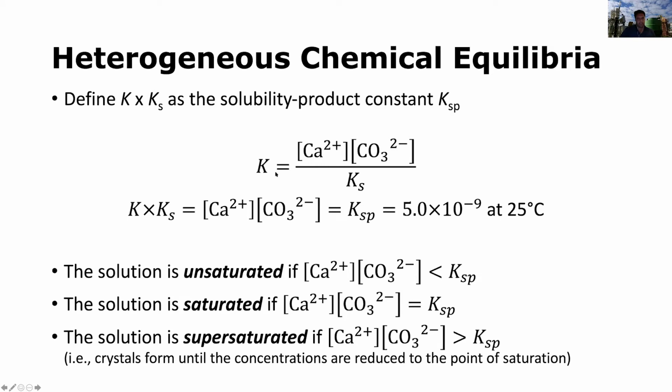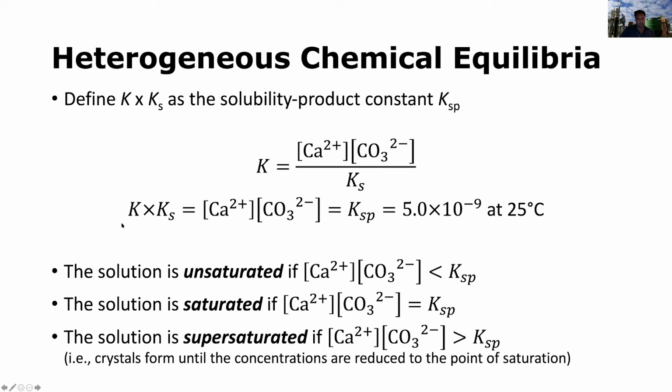And if we rearrange that and bring K sub S to the left-hand side of the equation, we get this product K times K sub S, which we define as the solubility product constant K sub SP. So in this case, we can see that K sub SP is equal to 5 times 10 to the negative 9th at 25 degrees Celsius.